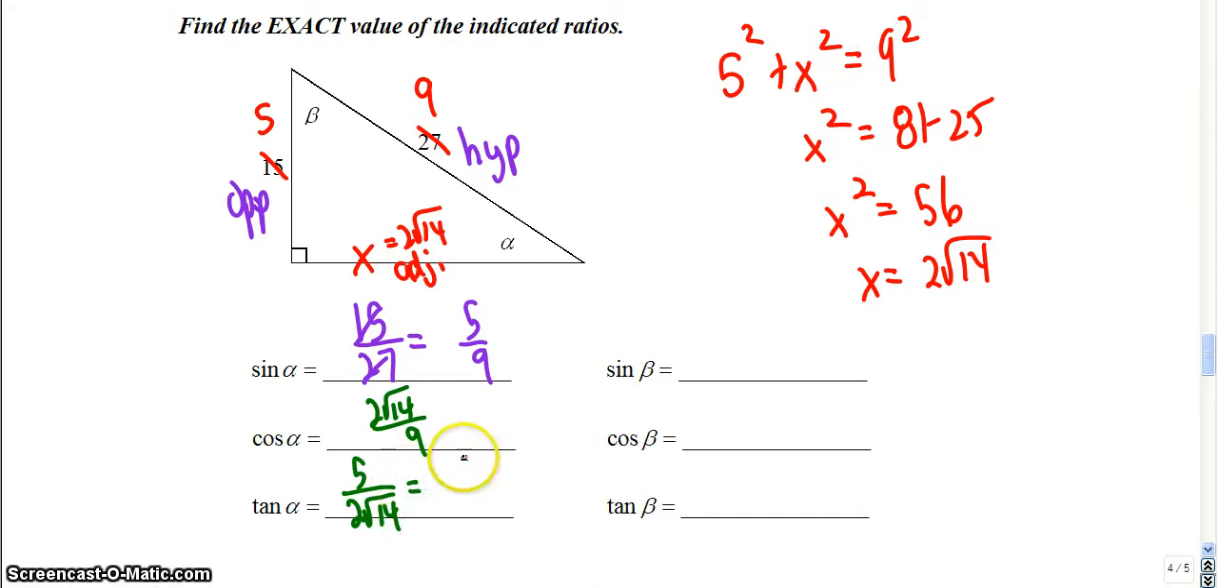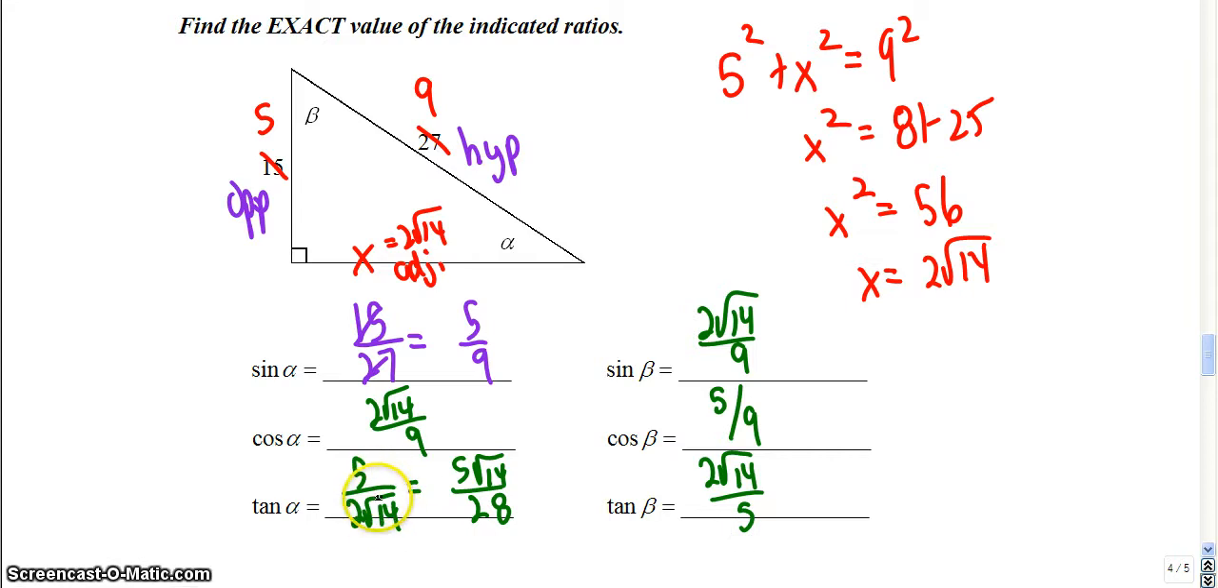And then if we rationalize that, we get 5 root 14 over 28. Sine of beta, from what we looked at before, I know that the sine of beta is equal to the cosine of alpha. So this is 2 root 14 over 9. The cosine of beta is the same thing as the sine of alpha, so that's 5/9. And the tangent of beta is the reciprocal of the tangent of alpha, so it's 2 root 14 over 5.